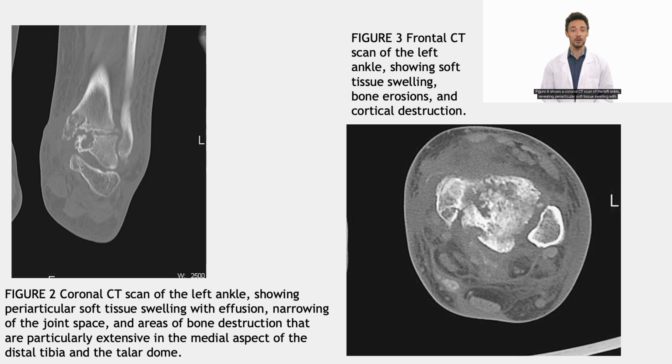Figure 8 shows a coronal CT scan of the left ankle, revealing particular soft tissue swelling with effusion, narrowing of the joint space, and areas of extensive bone destruction, especially in the medial aspect of the distal tibia and the talar dome. Figure 9 presents a frontal CT scan of the left ankle, displaying soft tissue swelling, bone erosions, and cortical destruction.